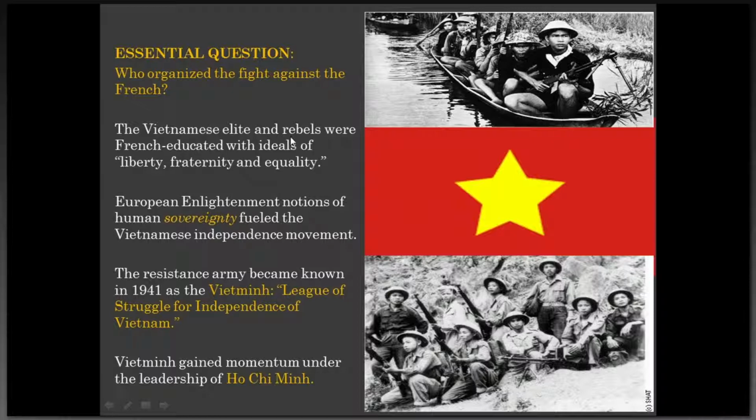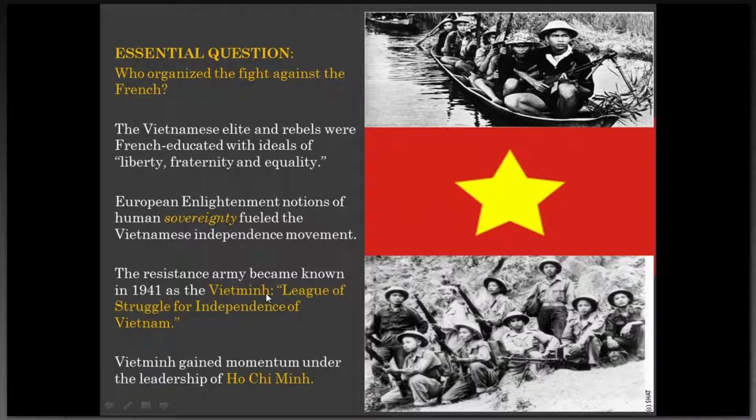The Vietnamese elite and the rebels are French educated with ideals of liberté, fraternité, égalité, right? These are French notions, and the resistance fighters took them seriously. So these Enlightenment ideals of sovereignty were applied universally. Notice you have women fighting. There's a woman here and there's a woman here who are fighting alongside men.